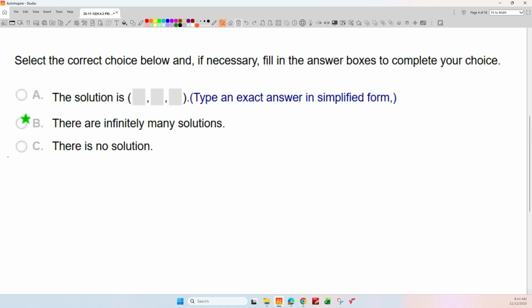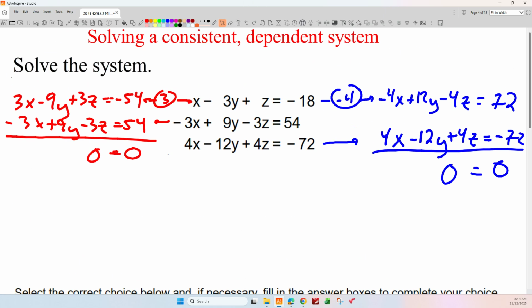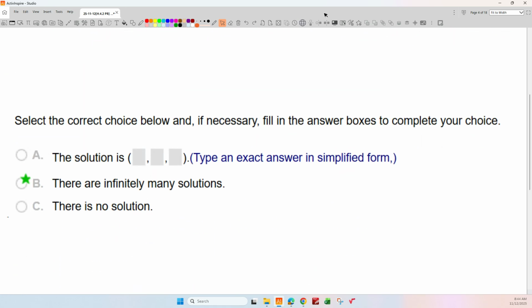All right. Let's see, I want to make sure. Okay.